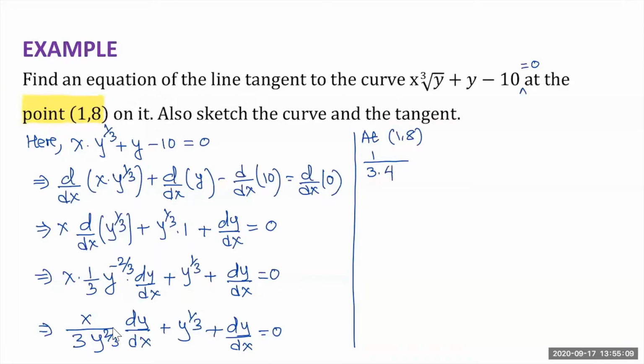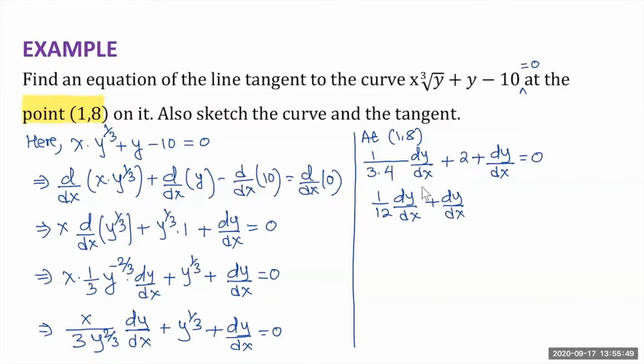And then you have this dy over dx. And then you have a plus. And this one, y to the 1/3, that is cube root of y. Y is 8, so cube root of 8 is 2, plus dy over dx equal to 0. Now let's keep everything with dy over dx on the left-hand side. You can see dy over dx here and here. So the first one is 1 over 12, because 3 times 4 is 12. Then you have dy over dx, then plus you have dy over dx there.